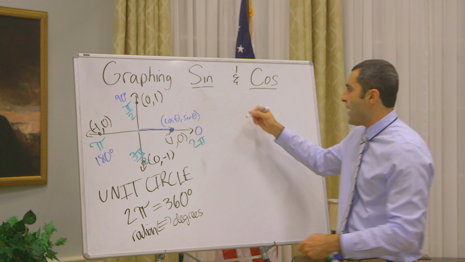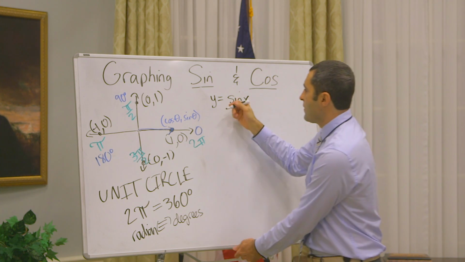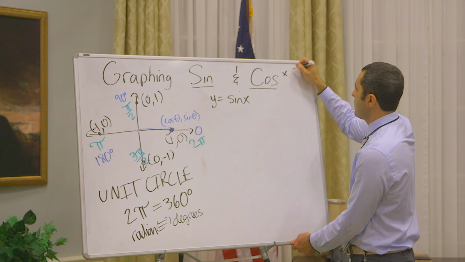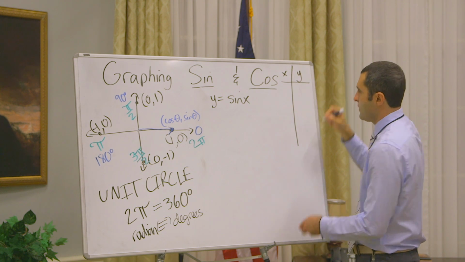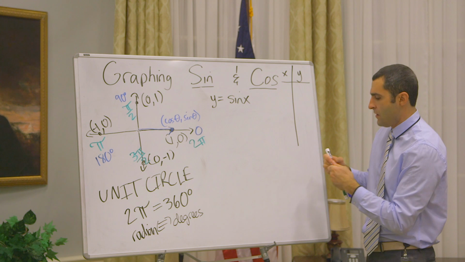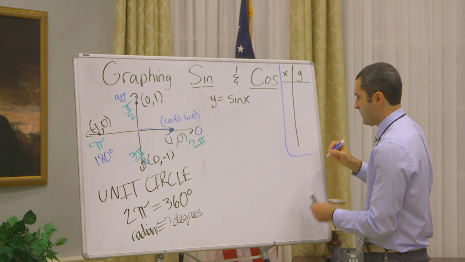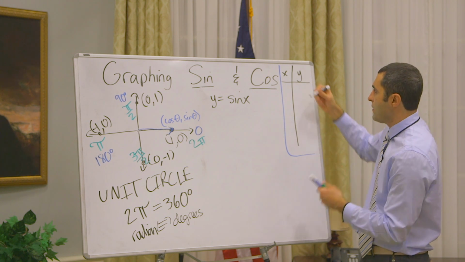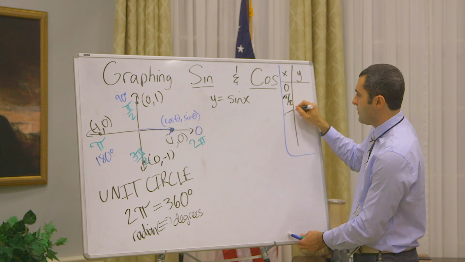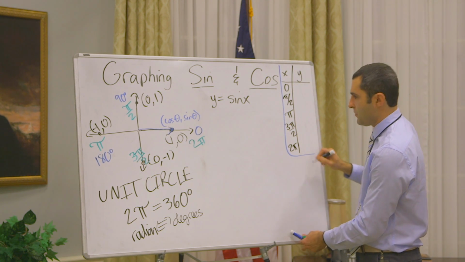Okay, so now let's talk about y equals sine of x. Now we're going to hit the graph. Let's go with the xy chart over here. I'm going to pick all major points of interest here. You'll see what I mean. And we'll put in 0 radians, pi over 2, pi, 3 pi over 2, and 2 pi. Okay, we'll do this for sine.